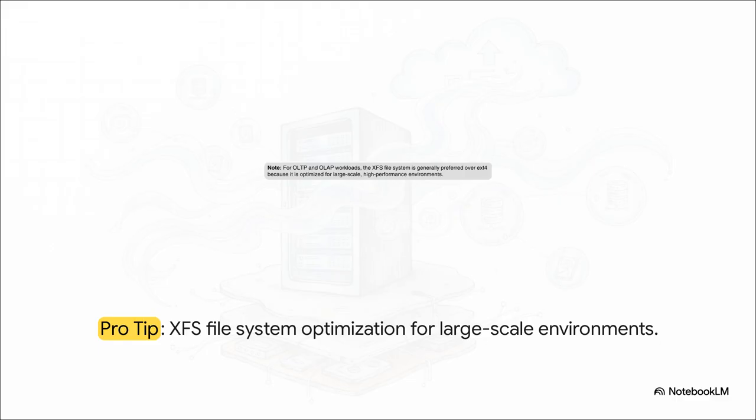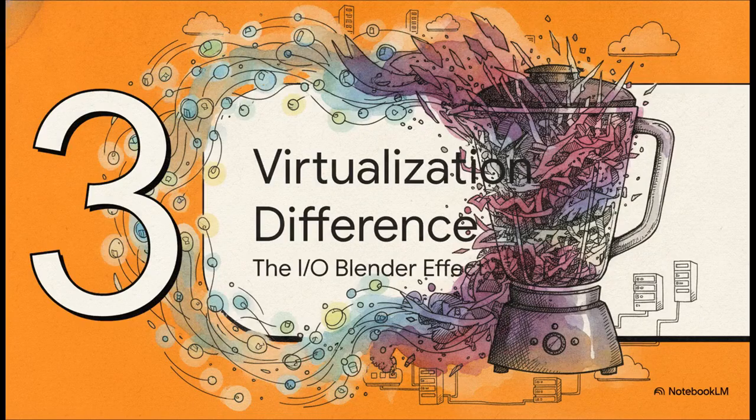For these traditional, high-performance database demands, our sources note that the XFS file system is generally preferred over ext4. XFS is literally built for large-scale, high-performance environments. It lets admins tune block sizes and caching to perfectly match either an OLTP or OLAP profile on a dedicated physical server.